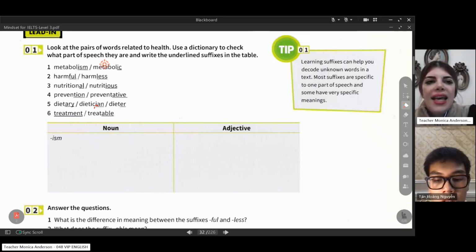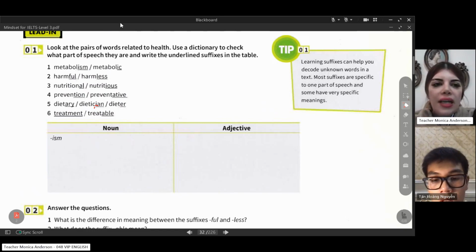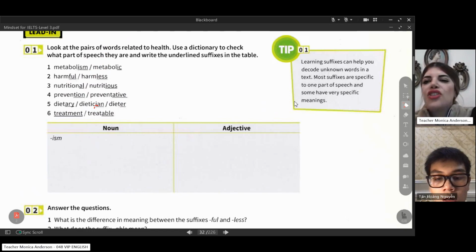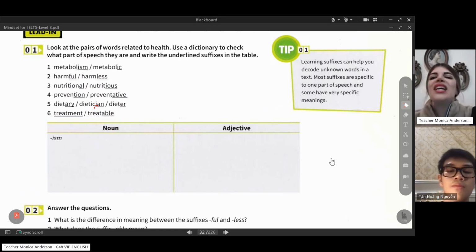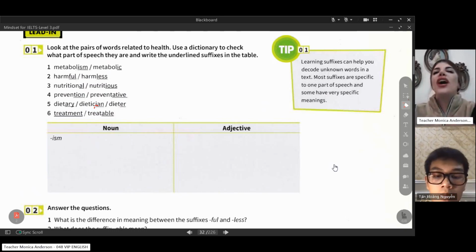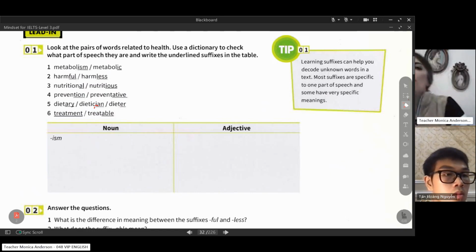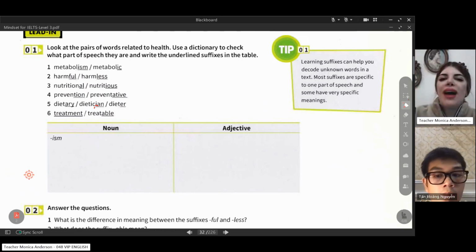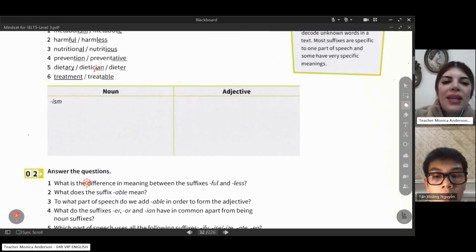Now, for example, dieter and dietitian are synonyms. When we say dietitian or dieter, we mean a person who scientifically studies and gives advice about food and eating, about her diet. So both are synonyms, so both are nouns. Okay, well, now let's discuss these questions.